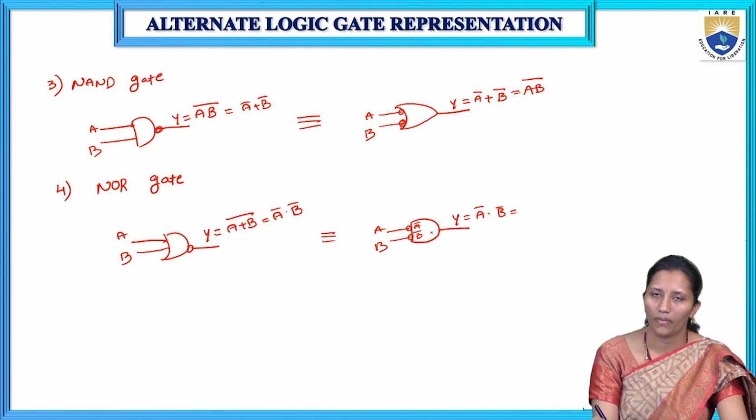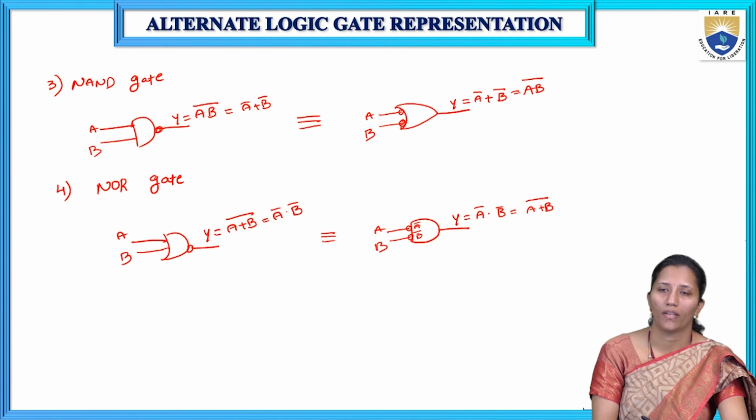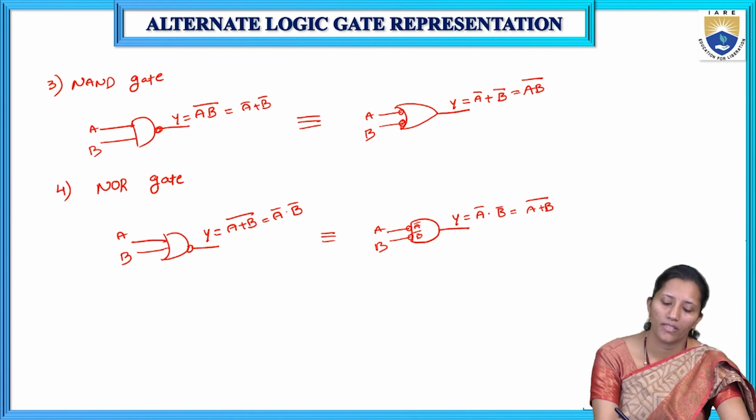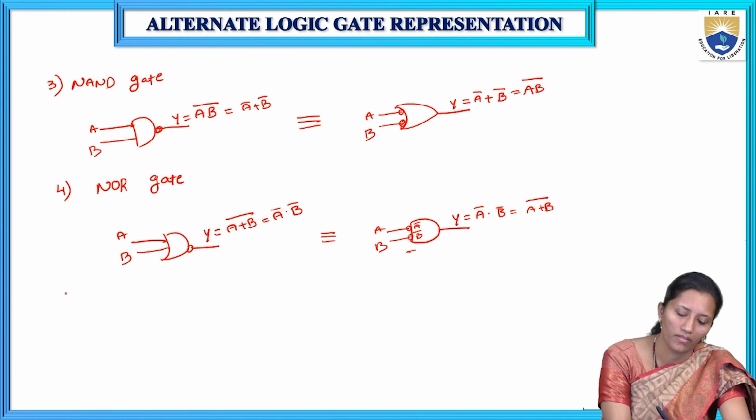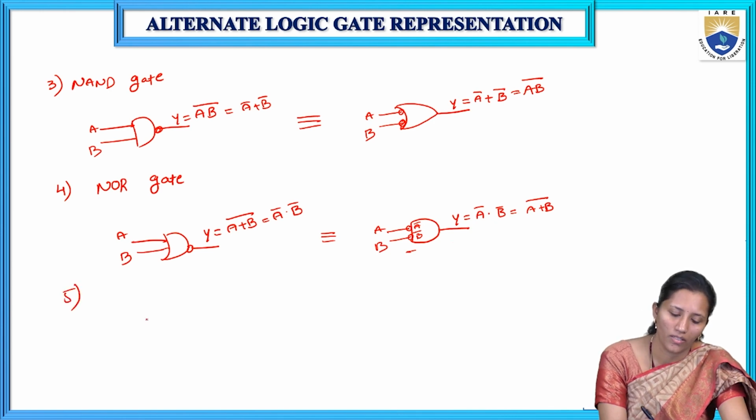So the inputs we give are A bar and B bar. So it is an AND gate. We are multiplying A bar into B bar. We can write this as (A plus B) whole bar. Otherwise, directly we can draw A bar dot B bar. Dot means AND gate. A is given to the bubble, B is given to the bubble, and the output Y we can write as A bar dot B bar. So these are the alternate logic circuits.